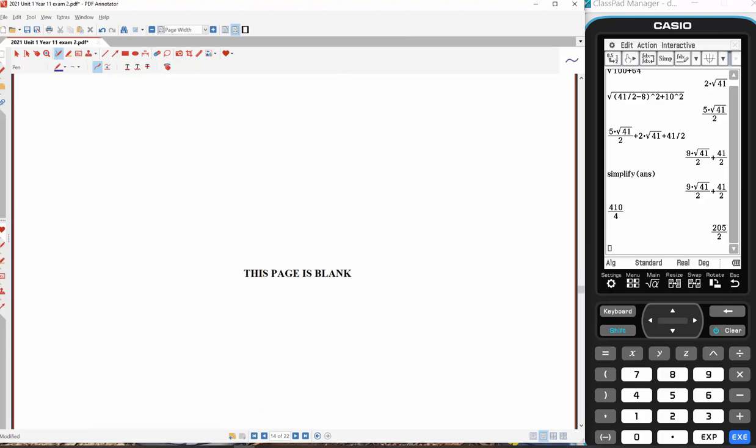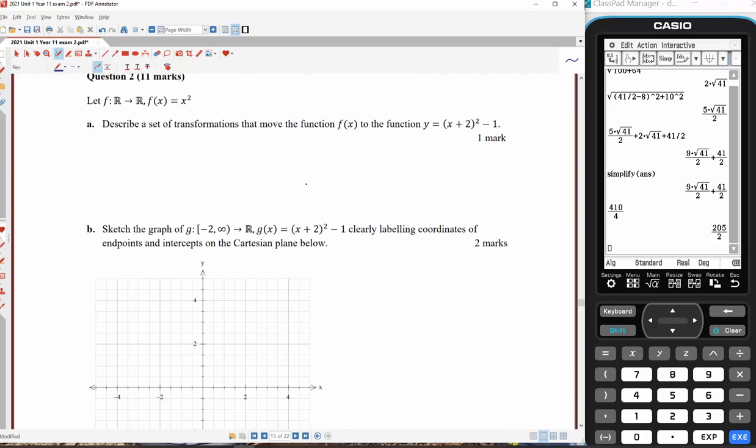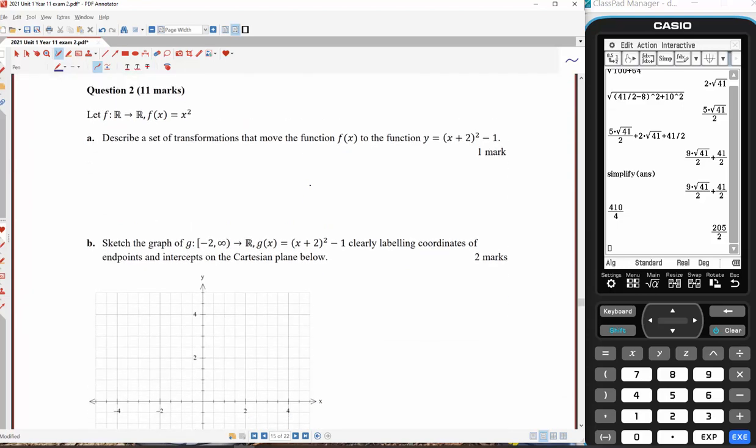This page is blank, so hopefully you folded out your booklets so you could see the whole thing. That's why we put the blank pages in there. Okay, f of x is x squared. Describe a set of transformations that move f of x to the function g.